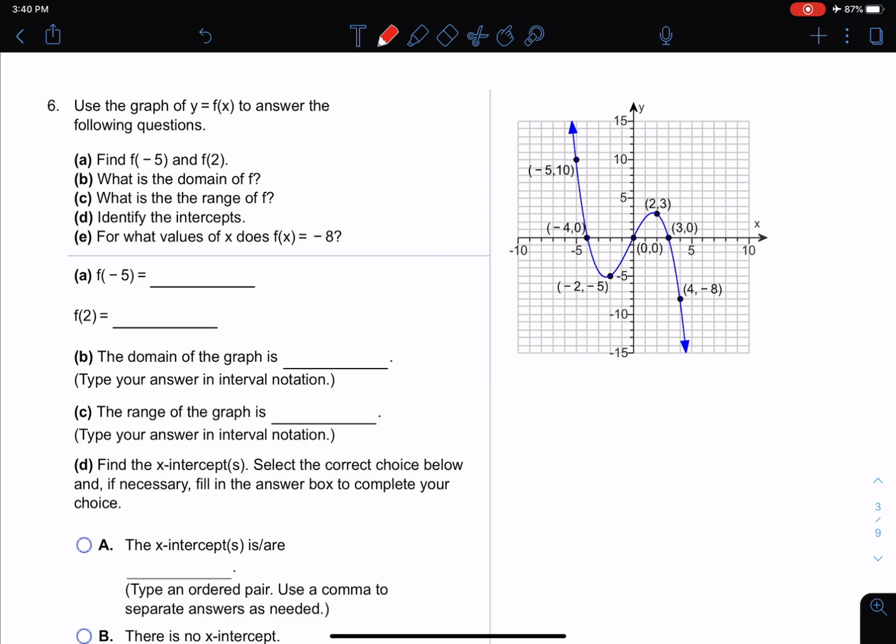Remember, f of negative 5 is saying when x is negative 5, what's its y value pair, right? Well, when x is negative 5, I only see one x value that has a negative 5 on it, right? I don't see any other x values negative 5. What is its ordered pair? What's its y pair? 10. So f of negative 5, its ordered pair y value is 10. So f of negative 5 equals 10.